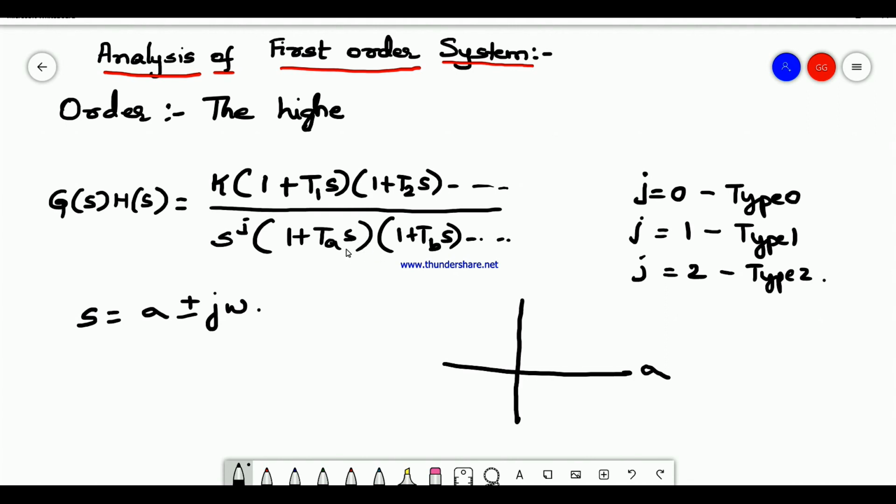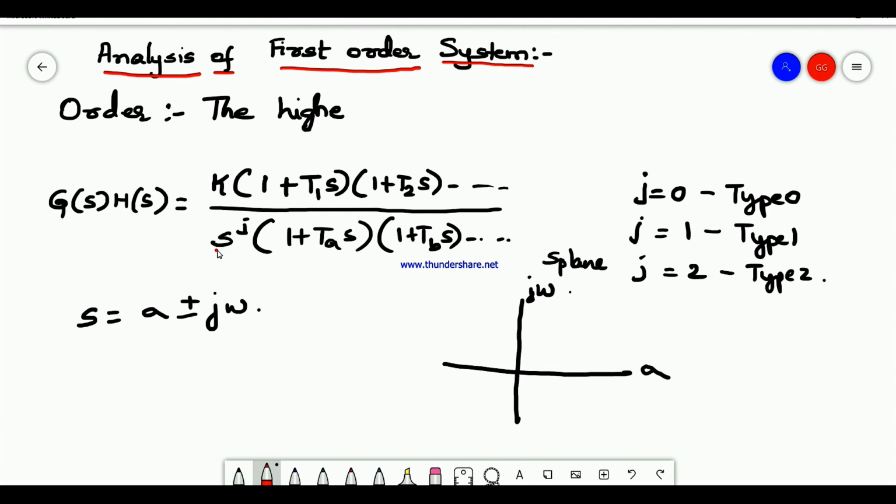I will use the synthetic division method to find out the roots when it is s cube and so on. So when you find out the roots for s, they might be real roots or complex conjugate roots. So in the s-plane, we normally point out those roots, where the x-axis will take all the real values, and the y-axis will take all the imaginary values.